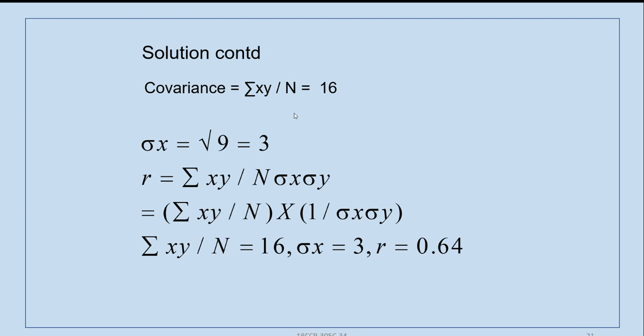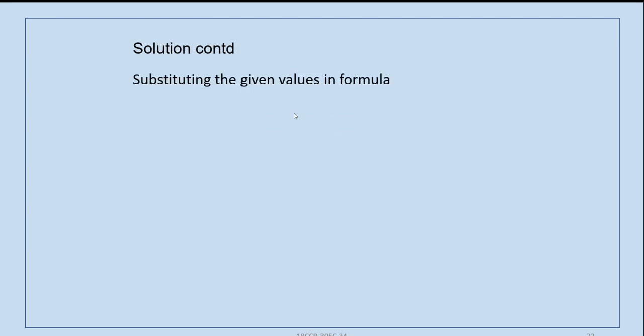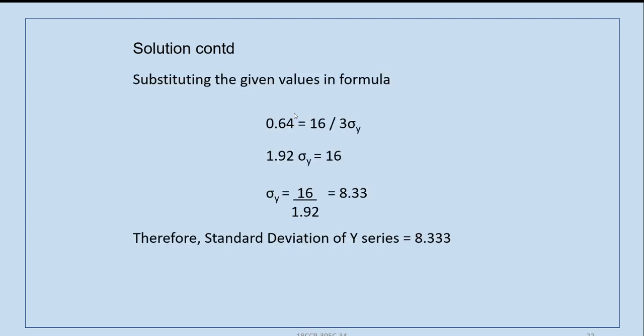R is equal to sigma xy by n into standard deviation of x, standard deviation of y. So sigma xy by n into 1 by standard deviation of x, standard deviation of y. We can separate the formula like this. Sigma xy by n is already given as 16 and standard deviation of x is 3. R is equal to 0.64. Now substituting these values, we have to get standard deviation of y. So 0.64, the correlation already given, is equal to 16 by 3 standard deviation of y.